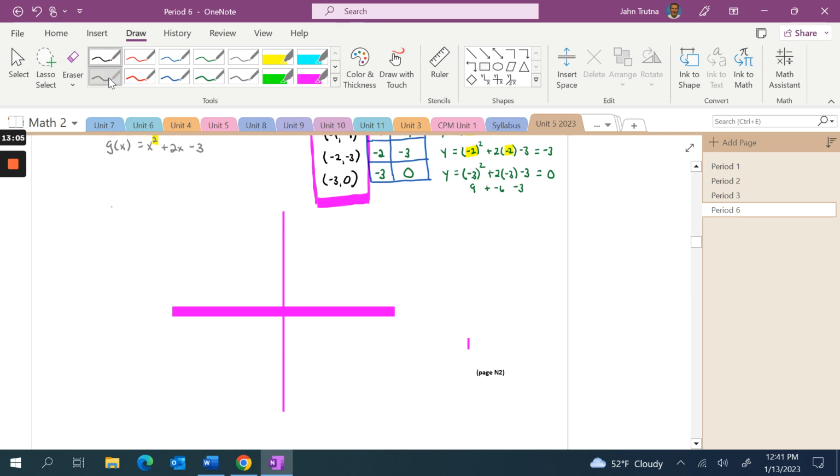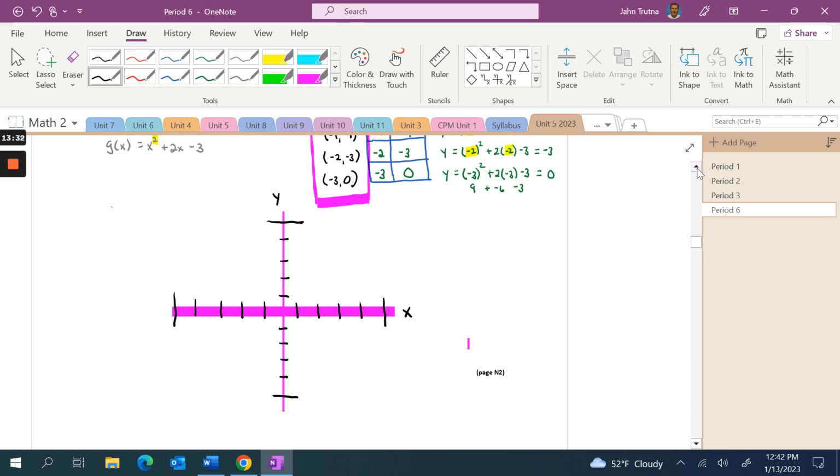Let's see, I'm going to scale. This is my x-axis right here. This is my y-axis right here. I'm going to go ahead and scale my x-axis and my y-axis out to 5 in all directions, right, left, up, and down. 1, 2, 3, 4, 5. 1, 2, 3, 4, 5.